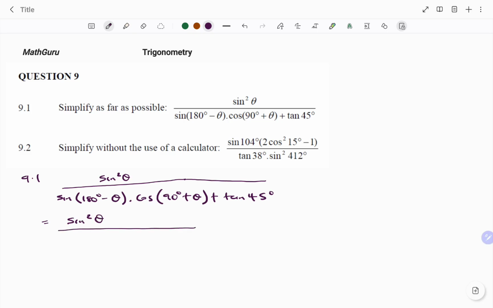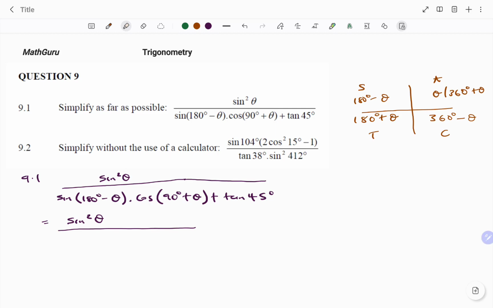And then for my denominator, using my CAST diagram, I have C, A, S and T. In the first quadrant we have theta or 360 degrees plus theta. Second quadrant I have 180 degrees minus theta. The third I have 180 degrees plus theta. And in the fourth quadrant I have 360 degrees minus theta.